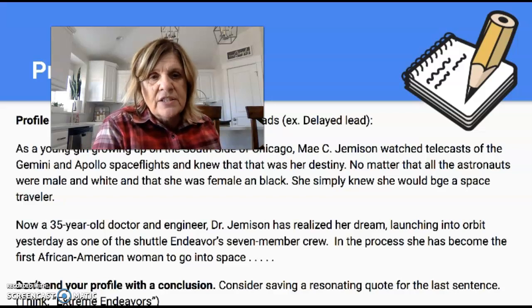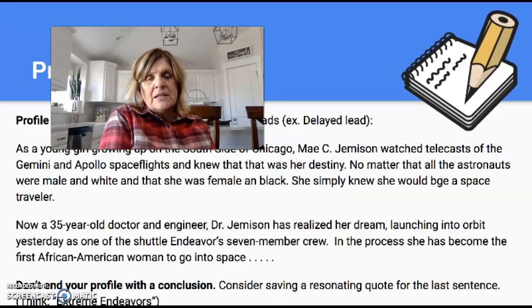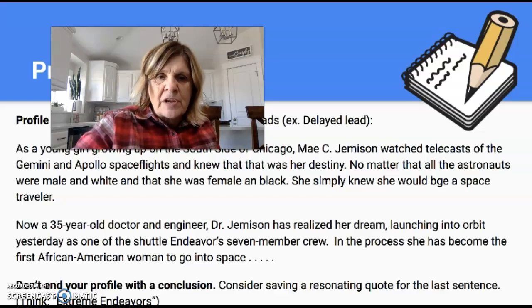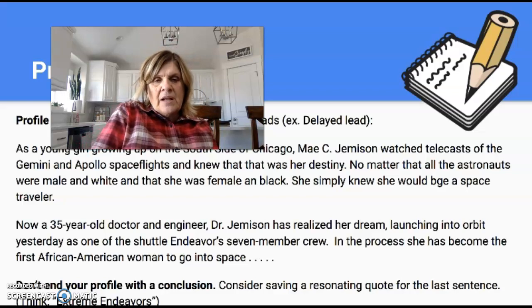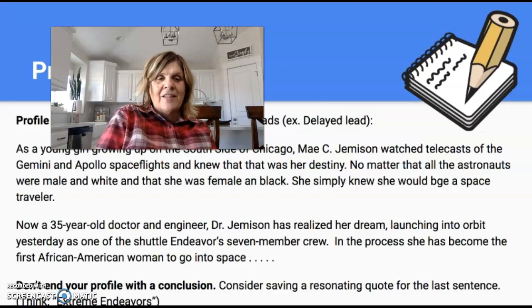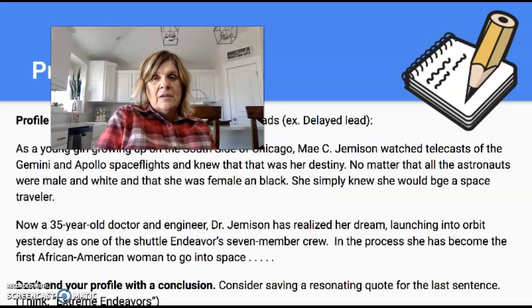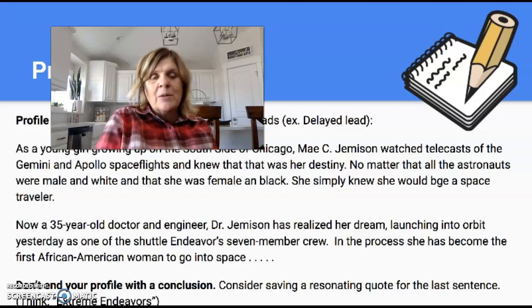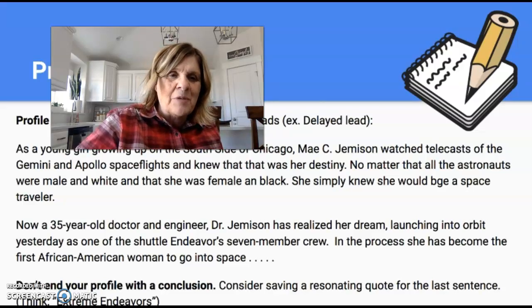And then finally, don't end your profile with a conclusion. One of the best ways to end a profile is to save some resonating quote for the last sentence. If you think from yesterday when we read Extreme Endeavors, Rick Riley ended the last paragraph of his profile with a statement that the man who had to cut off his arm, how he said he wished he would have made the press conference a little bit lighter. So that was a perfect ending to it.